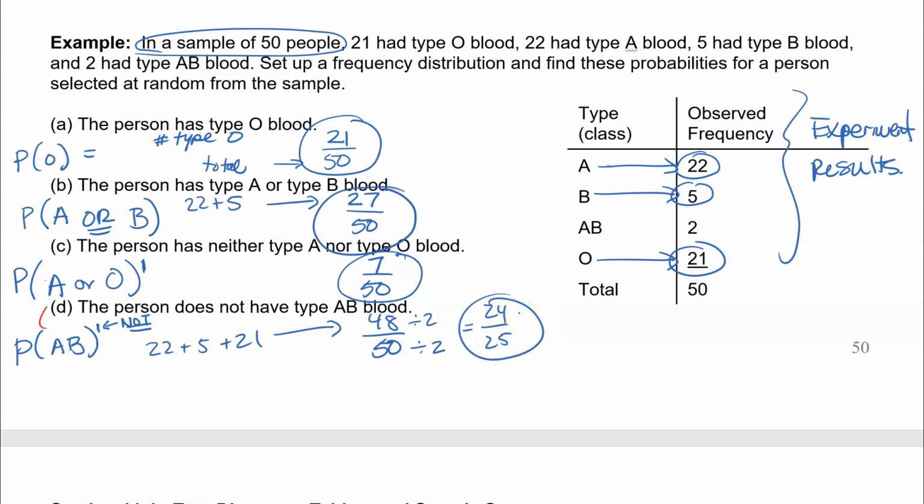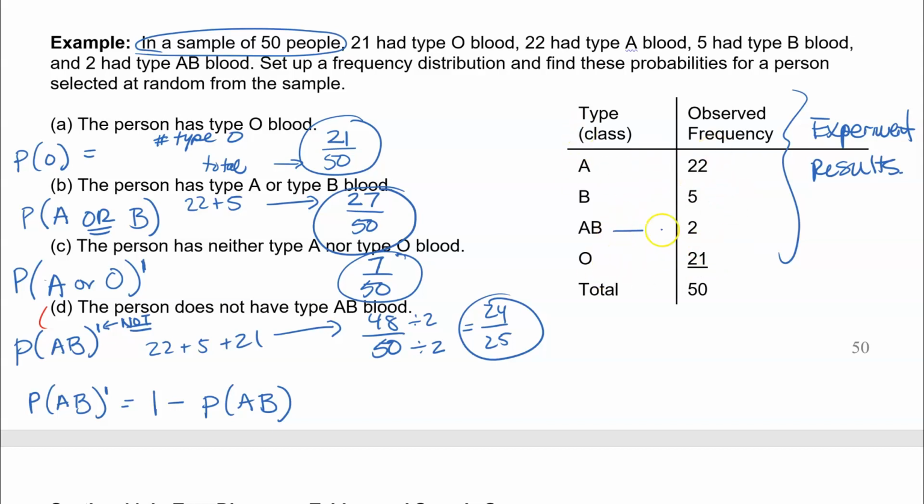The other thing that we can do, if we didn't want to add up all those together, we could use the complement rule. So we could say the probability of not having AB blood is the same thing as 1 minus the probability of having AB. So if we look at the table, I'm going to erase this.